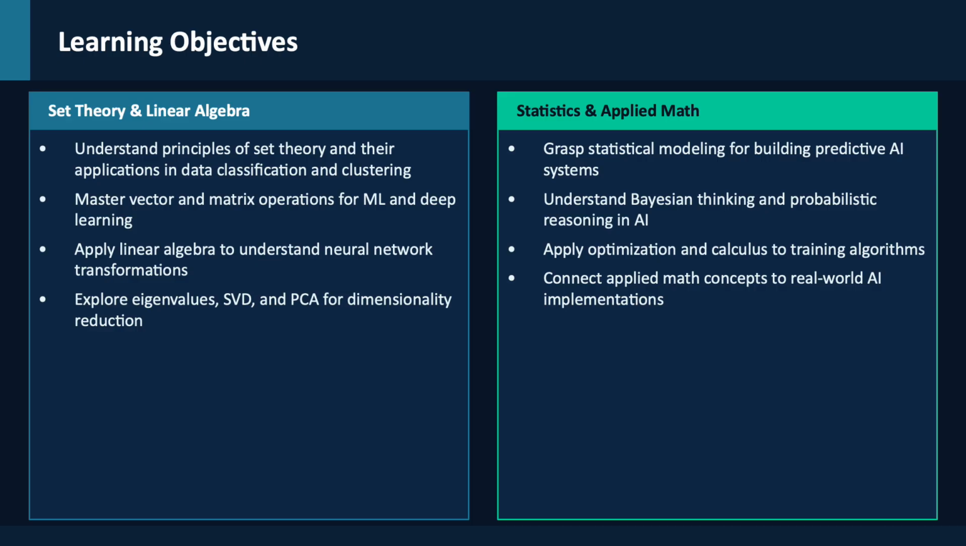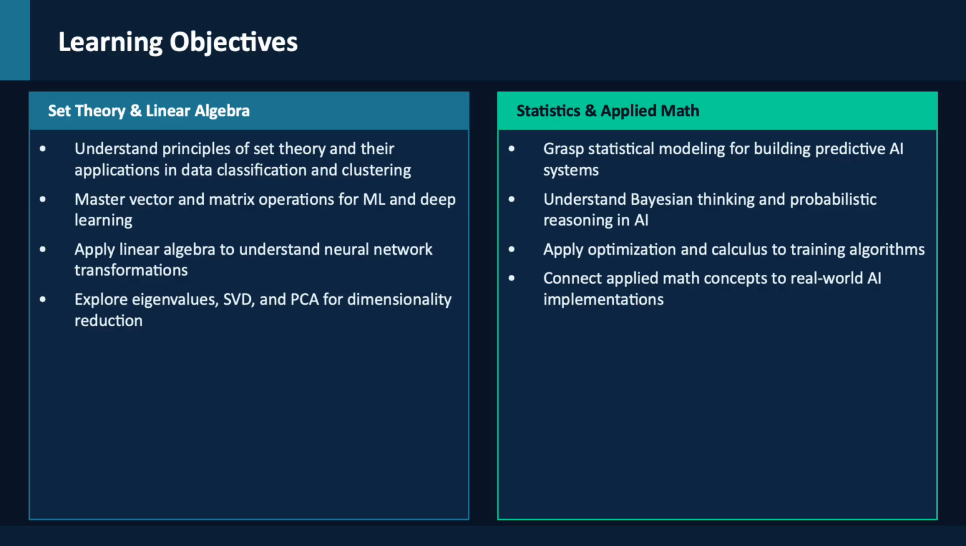Imagine you are a chef learning to cook a new cuisine. You first need to understand the basic ingredients before you can combine them into a great dish. In the same way, today we learn the mathematical ingredients so that by the end of this lecture, you can see the full recipe that makes AI work.